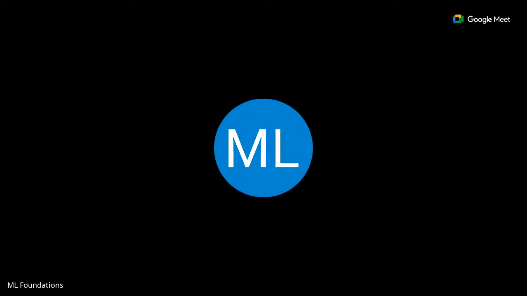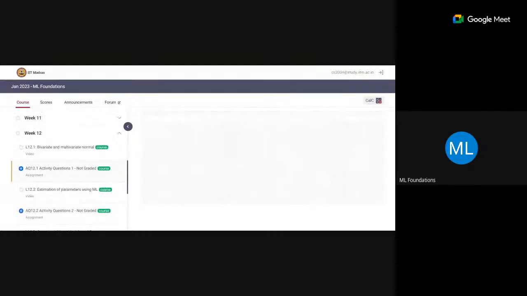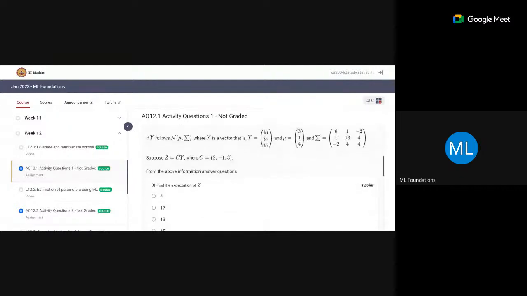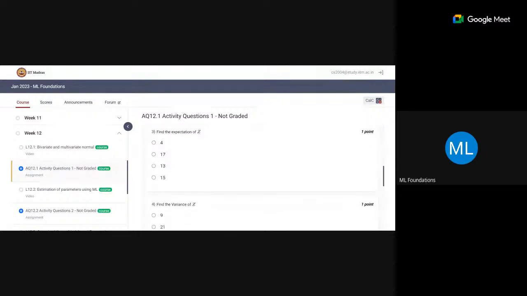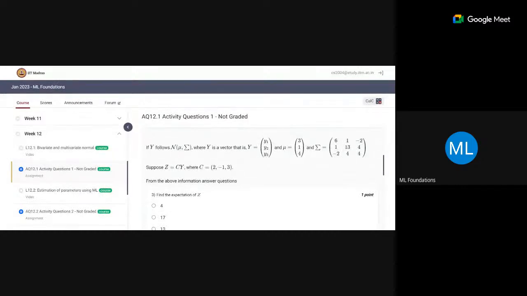Somebody has put a doubt in questions 4 and 6 of AQ 12.1. Let's look at this question first. Which question was that? 4 and 6, okay. What is the variance of Z? We all can try this question first.